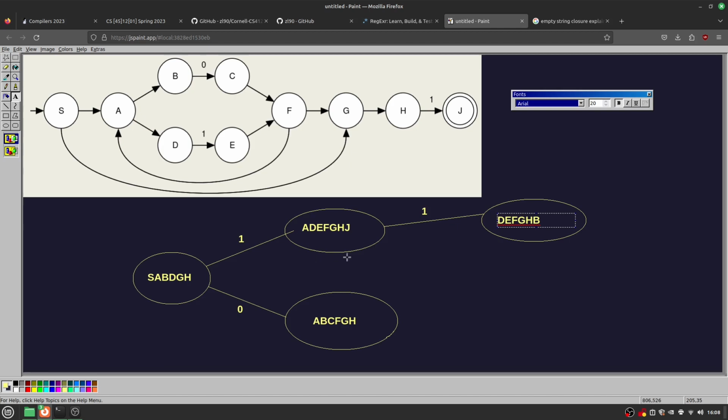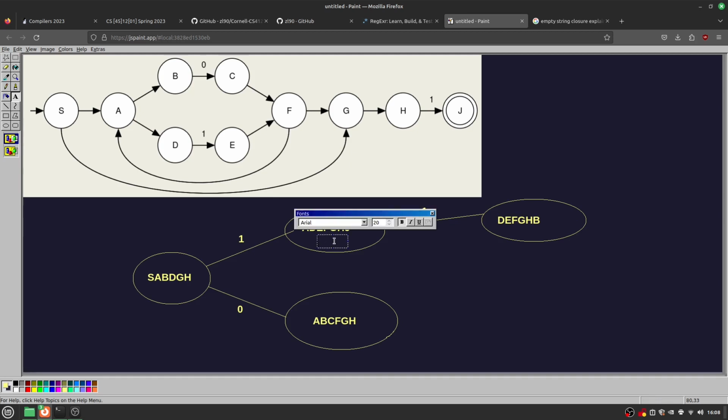This should include B. Okay, so from B we can't get anywhere. I won't do that. I'm going to include B in here. From B we can't get anywhere. From D we can get to E, F, A, B, and D again.